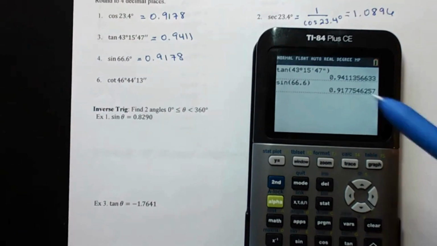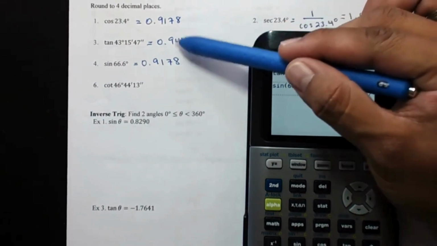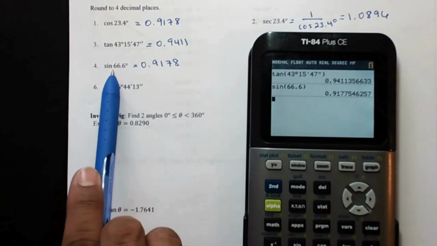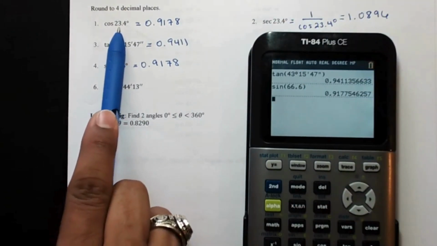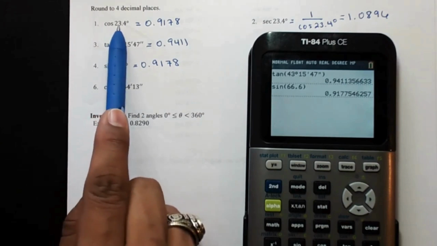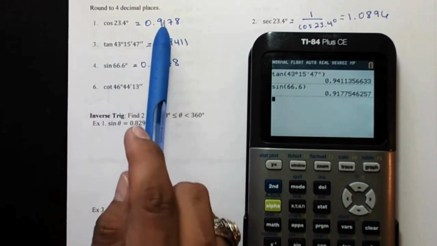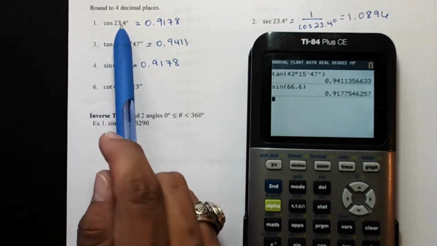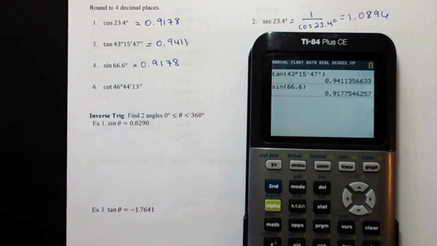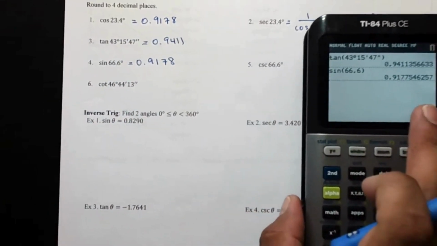Hey, that sounds familiar. Isn't that the same answer as that? Yeah. If you notice, 66.6 and 23.4 are what we call complementary angles. That means both of those add up to 90 degrees. So these two come out to be the same answers because these are called cofunctions, and we'll talk more about those later, but just something to see.